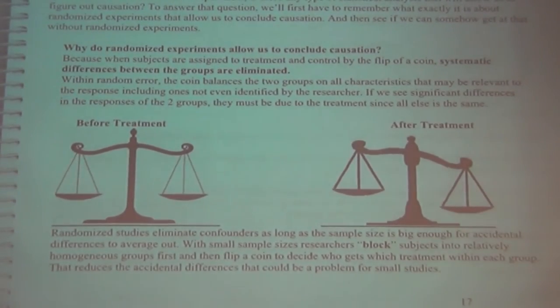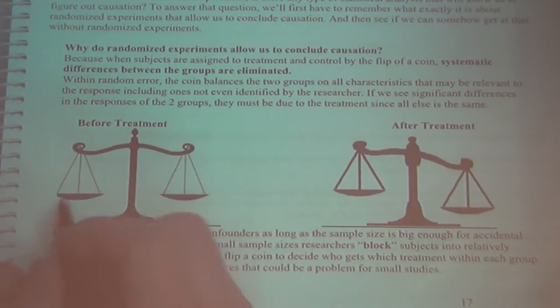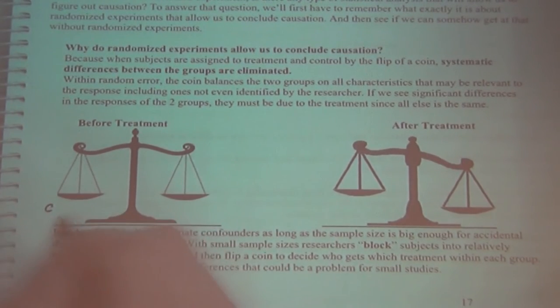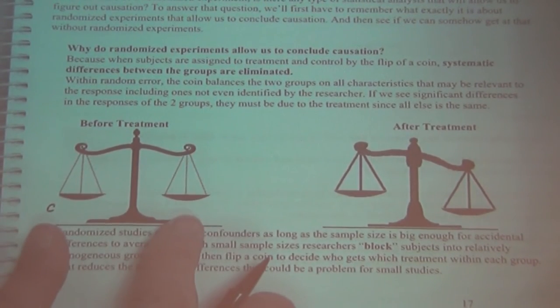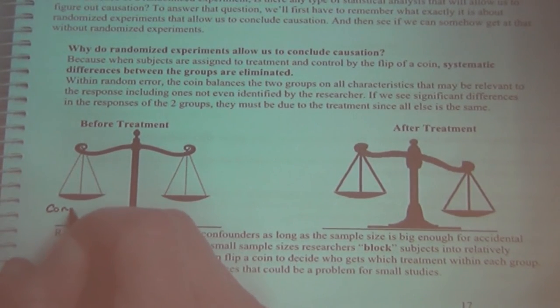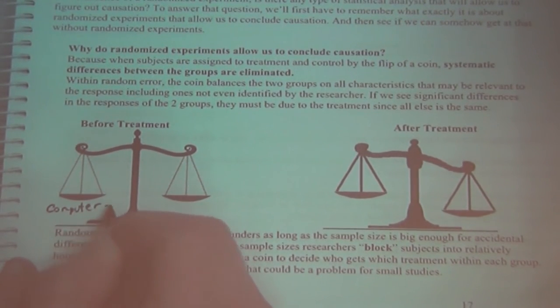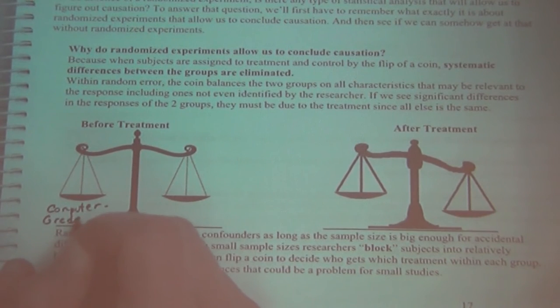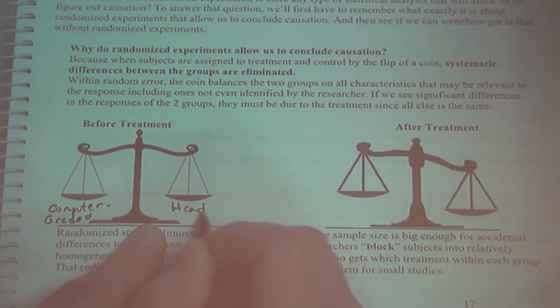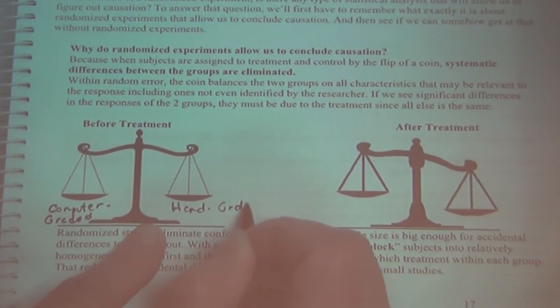think about it. Let's say I have two groups. This is before the treatment. I divide them up into two groups, all right? And I want them to be balanced. So I divide it up into a group that's going to get the treatment, which you can call computer-graded homework. And the other group is going to be hand-graded. I haven't started doing this. I'm midway through the semester, with hand-graded homework. Okay, so computer and hand.